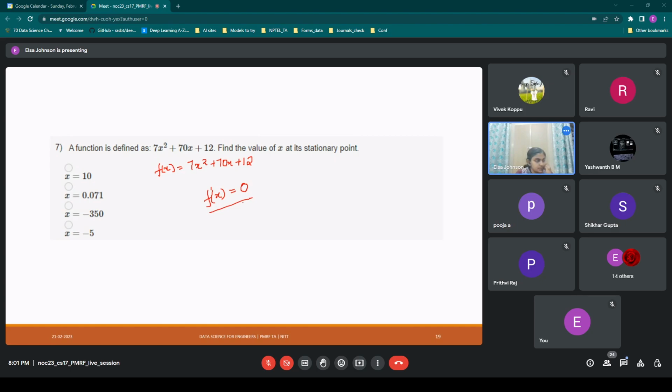Is that fine, Aditya? If one curve is there, it will be where your derivative is 0. So it will be like a tangent to that curve. You might have studied it earlier, right? Okay, so negative 5. Is everyone's answer that one?